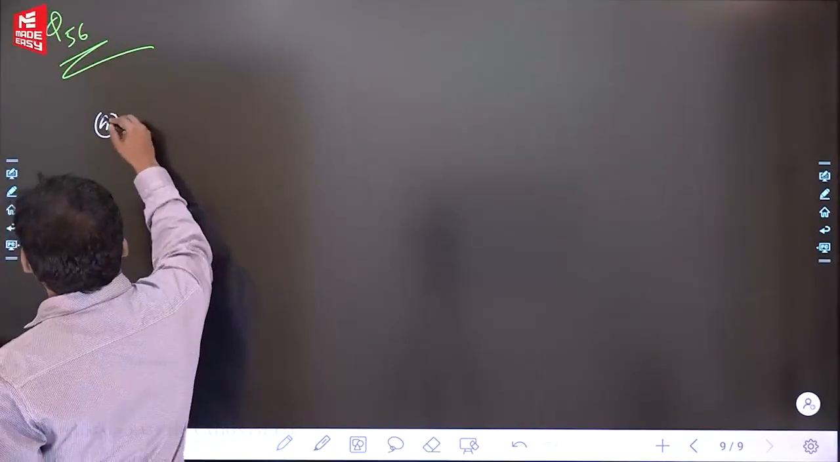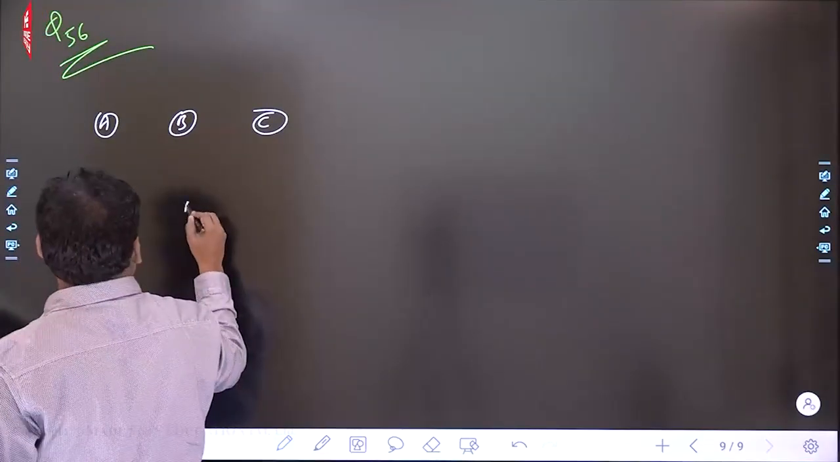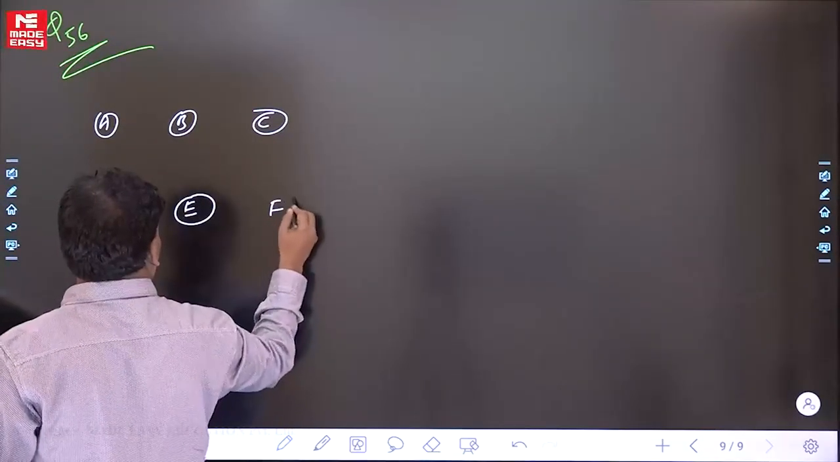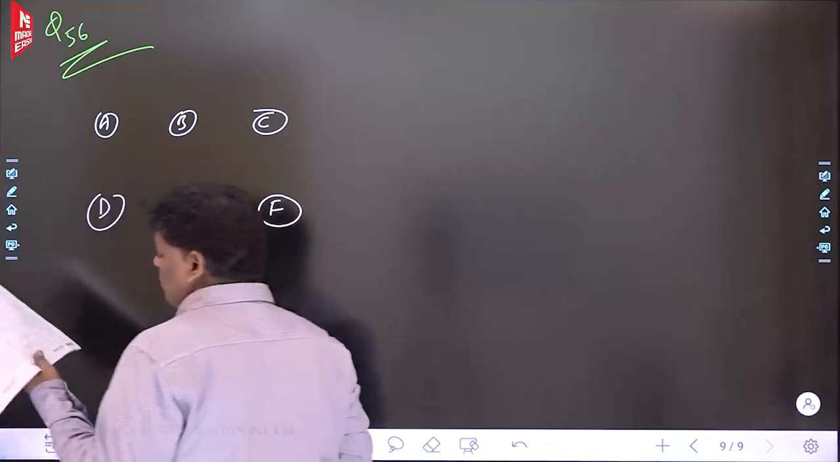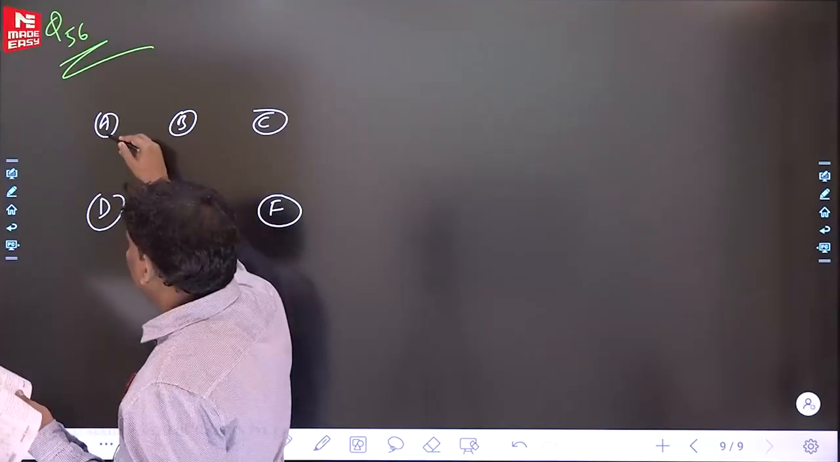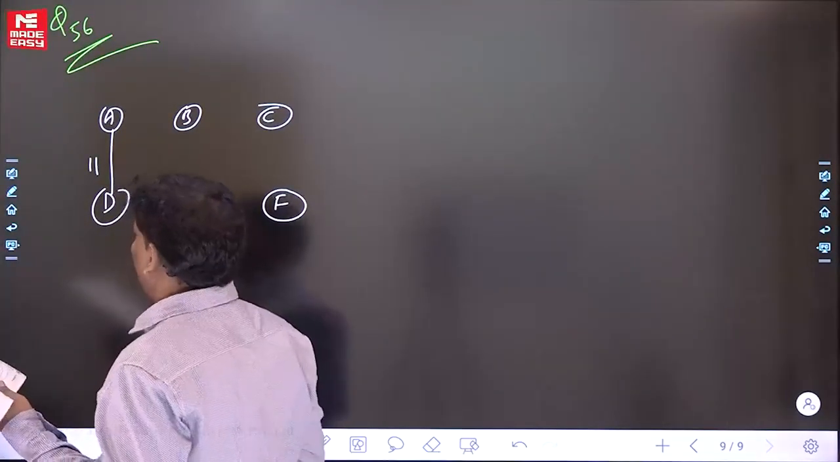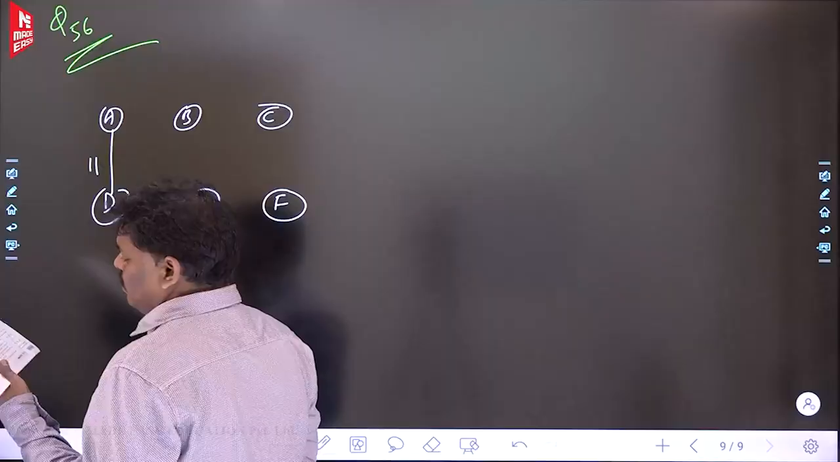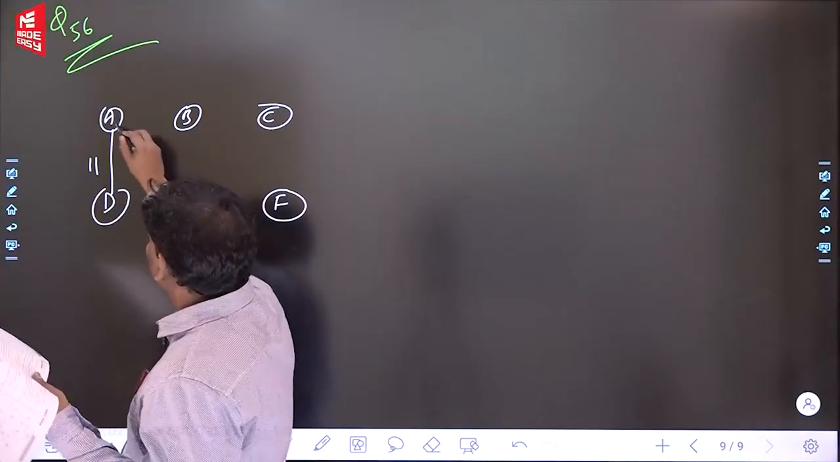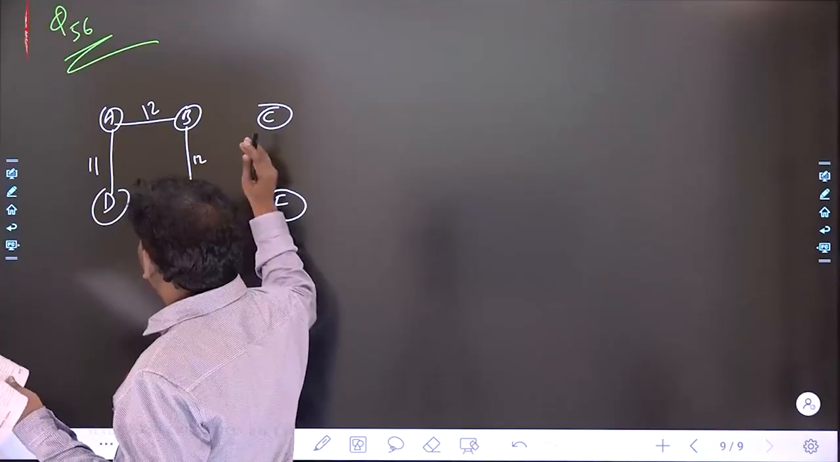See this one. A, B, C, D, E, and F. Now in this graph, I think many may be possible because of a lot of repetition. Let's see. First minimum is 11. For the first minimum, only one possibility. Next minimum 12. Next minimum 12. Until now there is no chance of different choices.